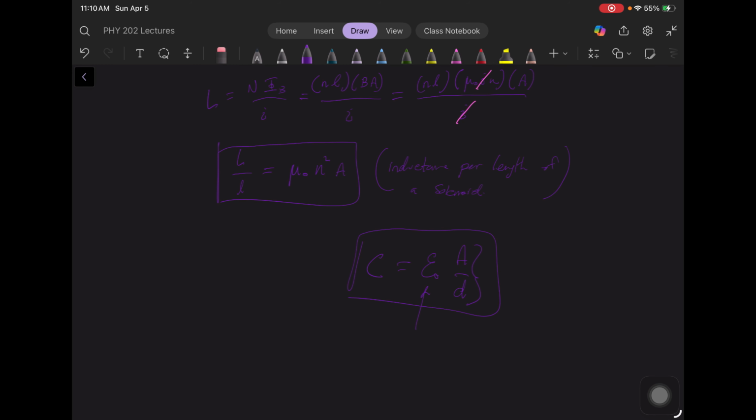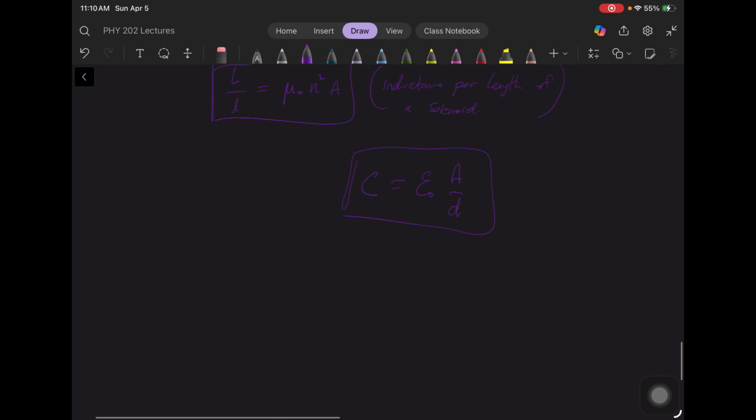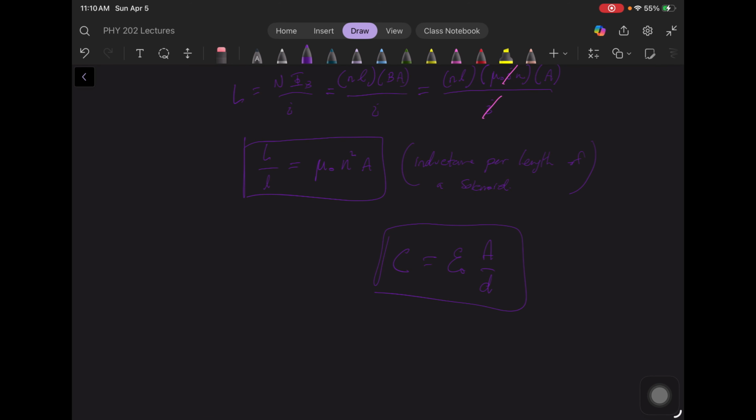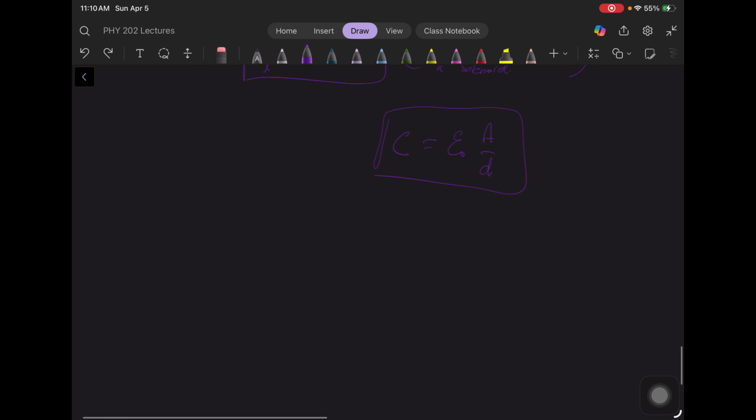Yeah, and so that's all fine. That's good. We're having a good time. Okay. Right, and so again, the tighter you wrap the coils, and the larger the area, the greater the inductance. Cool.